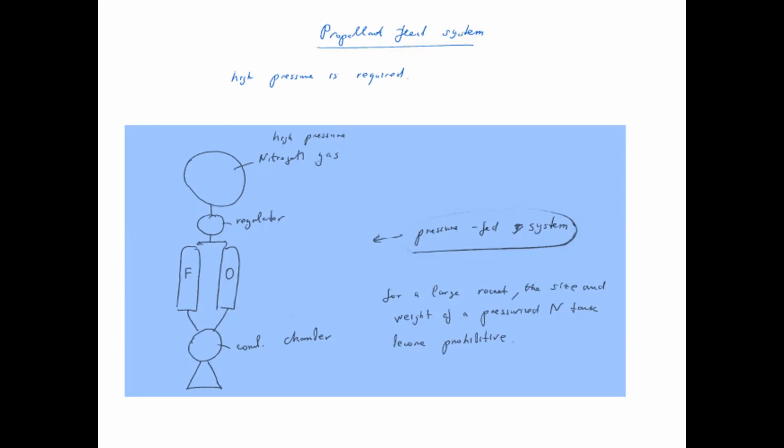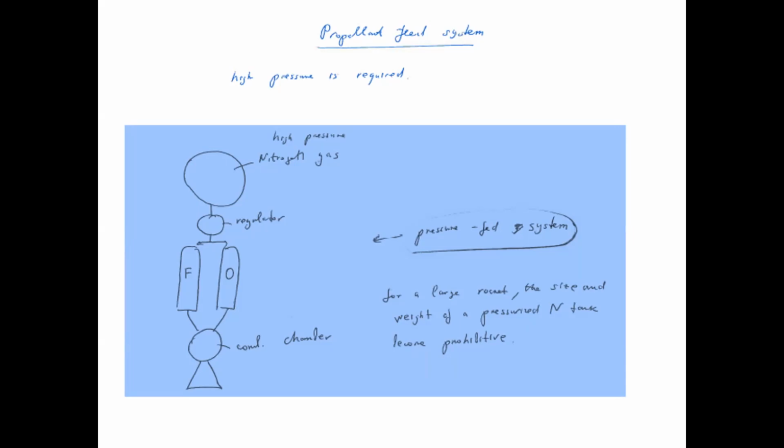In order to do that, there are different systems. One of the systems shown here is also known as the pressure fed system. This is just to give a small idea, and in detail we will be discussing it in the next few slides. Here you can see a nitrogen tank on the top, which is very highly pressurized, and then we have a regulator. The nitrogen gas is pushed into the tanks of fuel and oxidizer with a certain pressure.